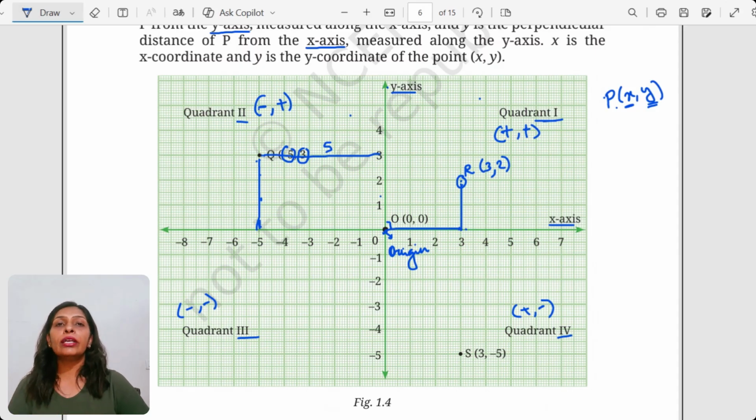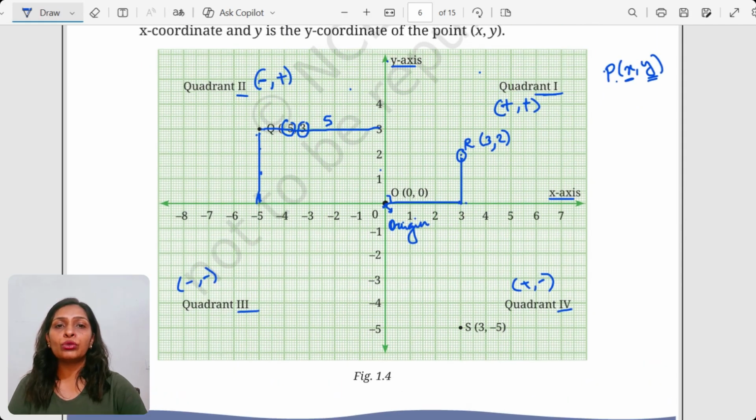Right? In quadrant 1, we have x and y both positive. Second quadrant, x negative, y positive. Third quadrant, x and y both negative. In the fourth quadrant, x positive, y negative. Now, lastly, let's check where the points are lying. The point R here is lying in the first quadrant. Point Q is lying in the second quadrant.